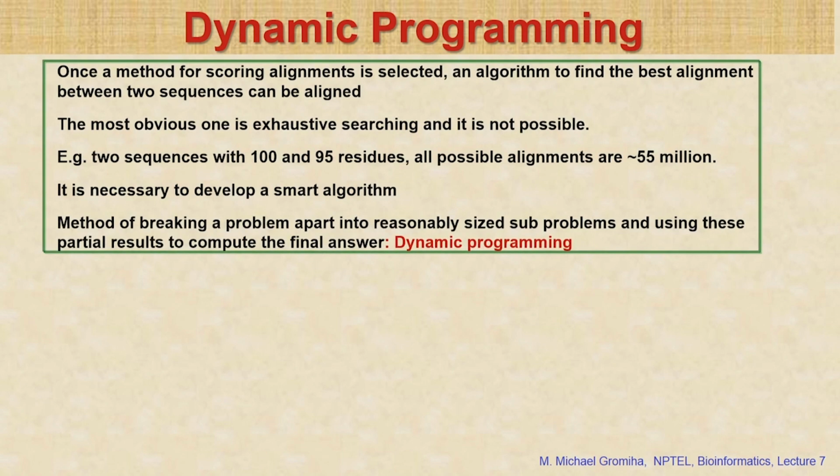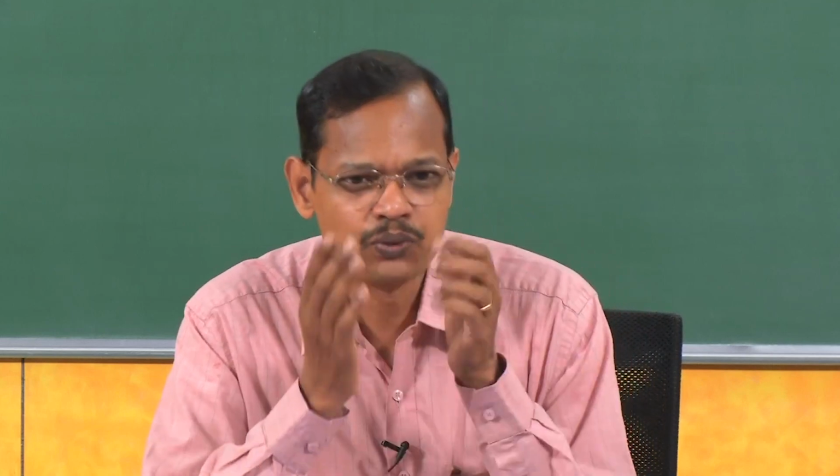Okay, now the problem is if you have large sequences. For example, if you have two sequences, one with 100 residues and one with 95 residues, and you use all possible alignments, you can have about 55 million possibilities. So, how to get the best alignment? The most obvious one is exhaustive searching, but that is not possible because of the many combinations. So, in this case we need to develop a smart algorithm, different ways to get this alignment.